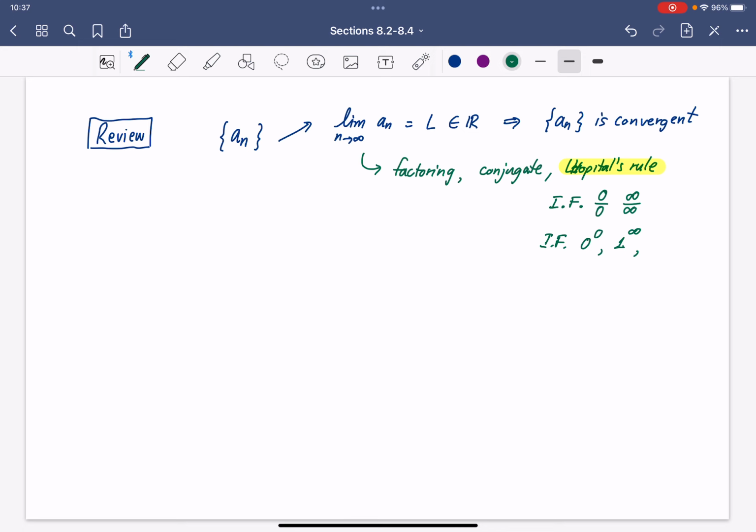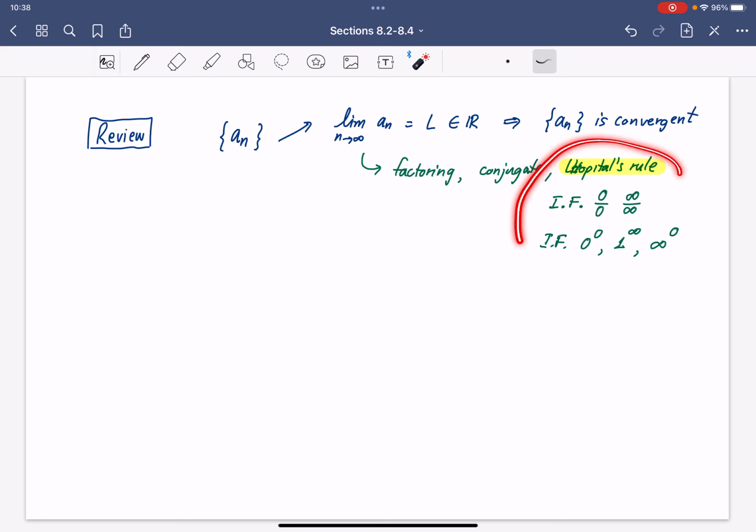Sometimes you're going to see the indeterminate forms 0 raised to the 0, 1 to the infinity, or maybe infinity to the 0 or something like that. So if you see something that looks complicated, 1 to the infinity, infinity to the 0 or 0 to the 0, you can just take the logarithm, and once you take the logarithm the power goes down and then you can apply L'Hopital's rule.